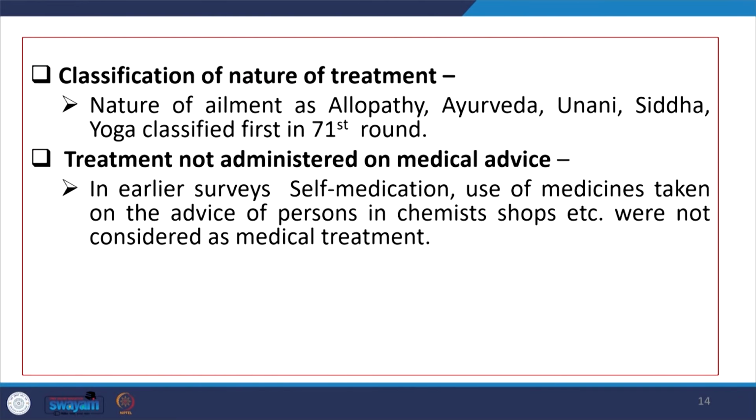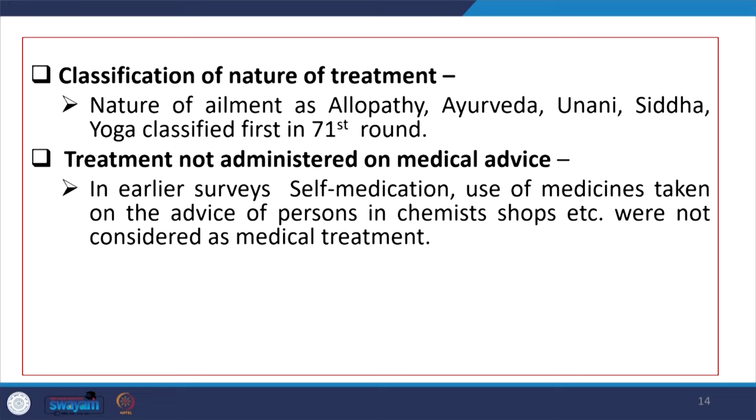All right. Next is the classification of nature of treatment. The nature of treatment, allopathy, Ayurveda, Unani, Siddha, Yoga, was classified first in the 71st round. Then in the 75th round further clarifications were given. So, whoever is working on the nature of treatment, especially type of medicine, can compare the 71st and 75th rounds.